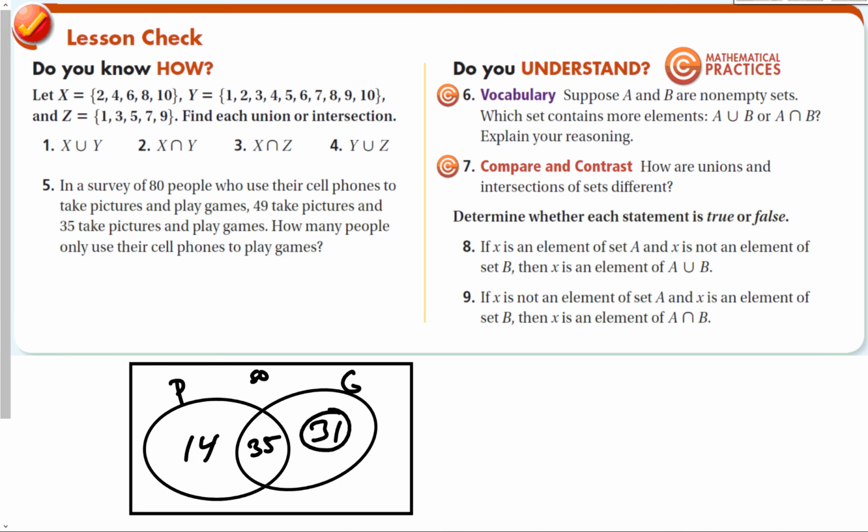And finally, true or false, if X is an element of set A and X is not an element of set B, then X is an element of A union B. That is true, because union means you're going to put them together. If X is not an element of A and X is an element of B, then it's in the intersection. That is false, because in order to be in the intersection, you have to be in both sets. Okay? So that's 3-8, union and intersection of sets.